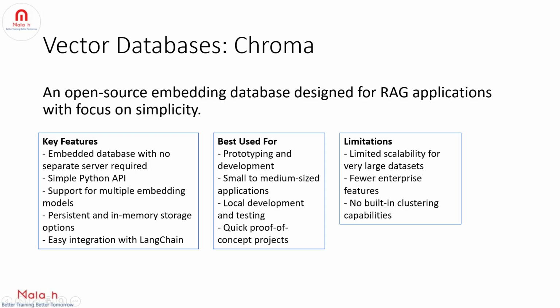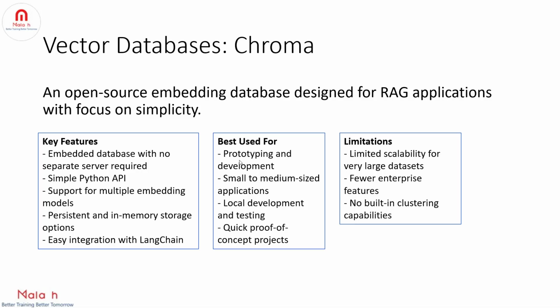This we have already seen in our project, right? Chroma database, it is an open source embedding database designed for RAG applications with focus on simplicity, right? What are the key features? Embedded database with no separate server required. So this is easy to use, and it has a simple Python API, and we have support for multiple embedding models. We have already seen this. Persistent and in-memory storage options, right? So we have already seen this. We were able to store our embeddings in the vector database, and we stored them locally on our machine, right? And it is easy to integrate with LangChain. This part also we have already seen.